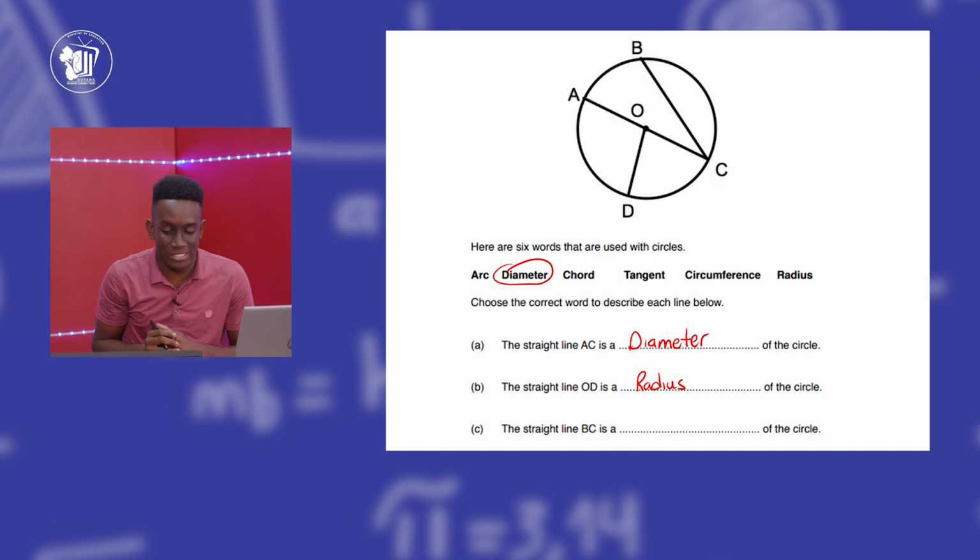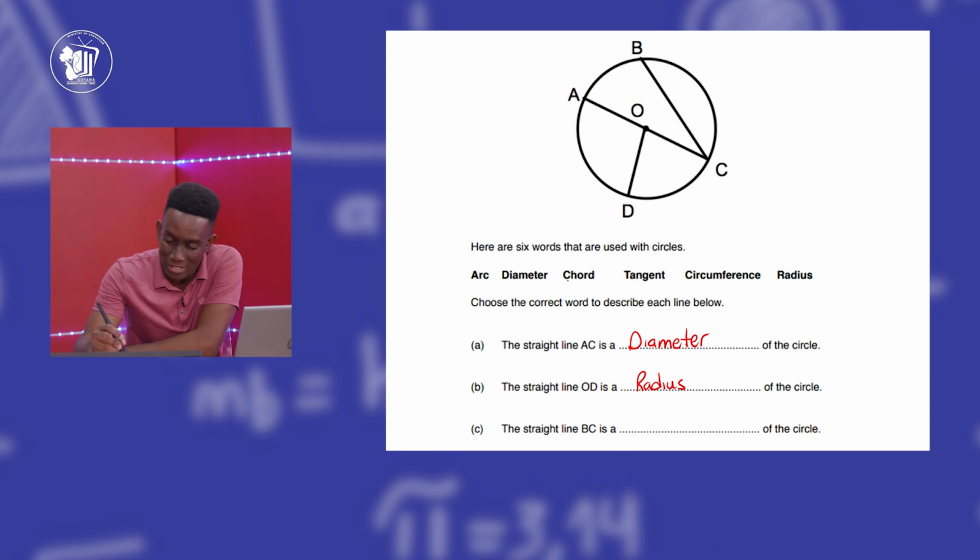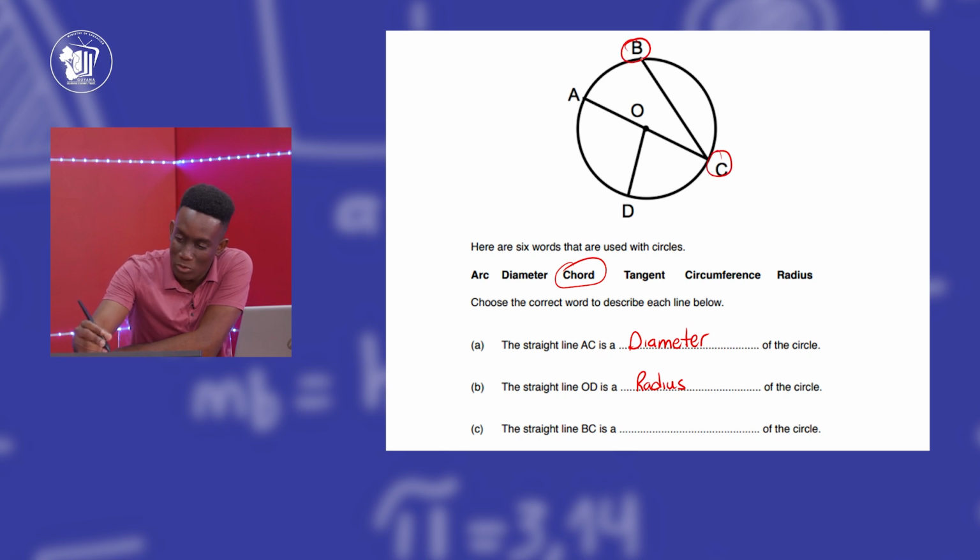And last but not least, the straight line BC. The straight line BC is a something of the circle. So we see the straight line BC would be the chord of the circle. It passes from one end of the circle to the other end. So we see that to be the chord.